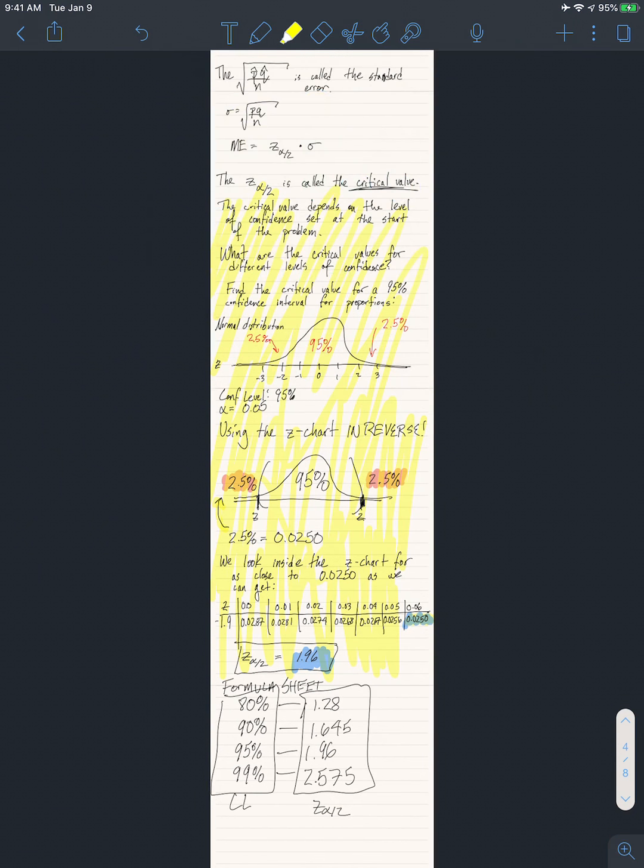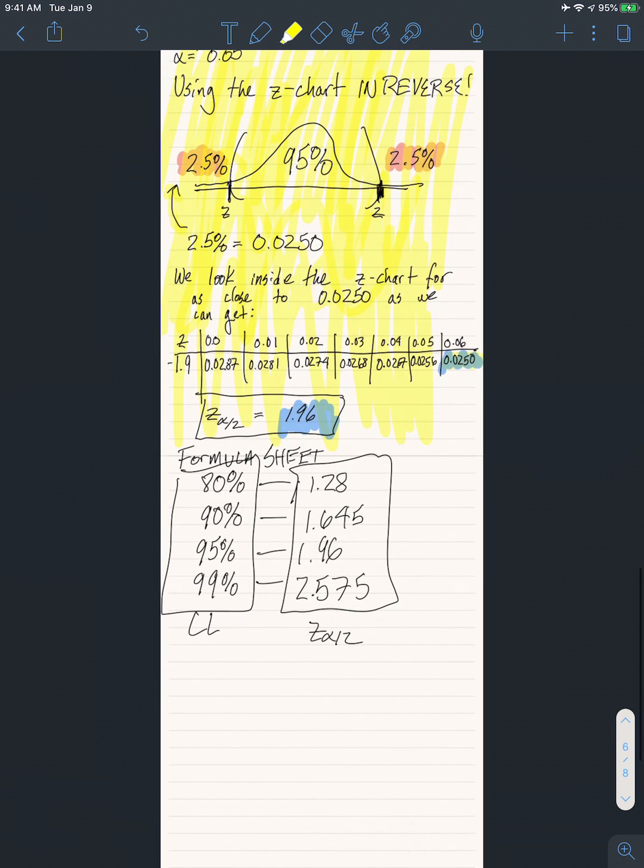Everything right there that I just highlighted yellow, all this stuff up here, you don't really need to know how to do because you're going to have a formula sheet that maps the confidence levels with the critical values you need. Okay.